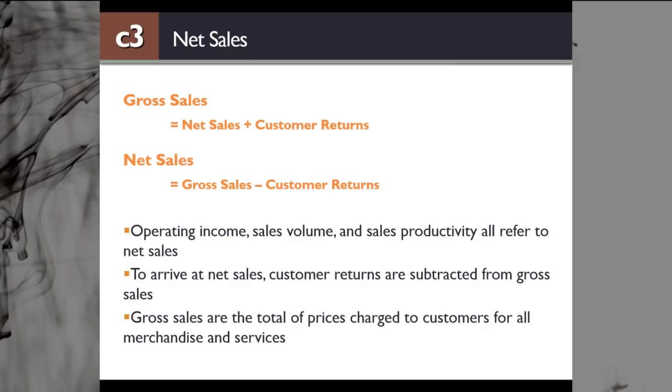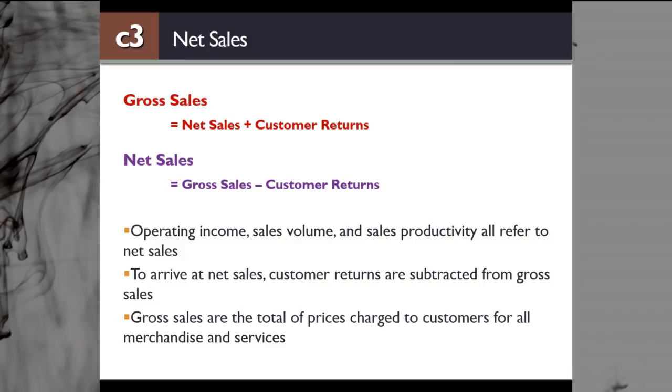We discussed the net sales last time, and now I want to tell you one more important concept of sales, which is called gross sales. When you talk about net sales, that means after you deduct the customer returns. But gross sales is even including the customer returns. So the gross sales formula is net sales plus customer returns. And net sales is gross sales minus customer returns.